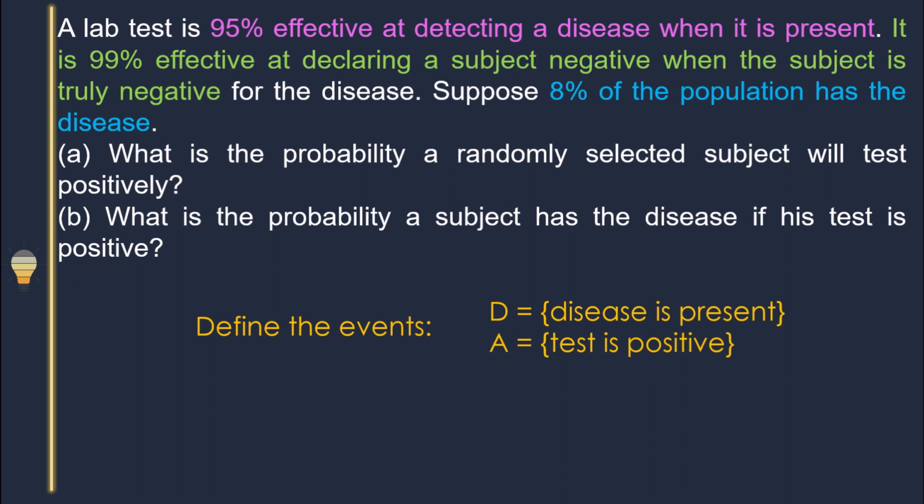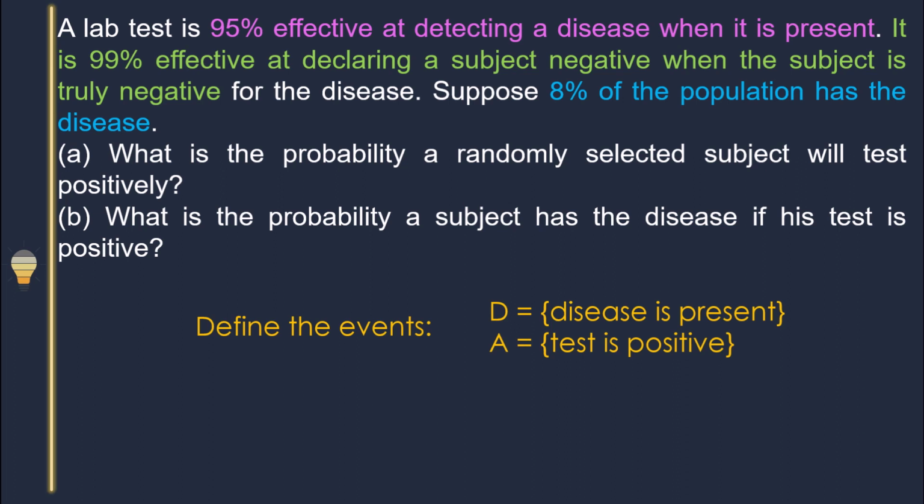According to this example, there are two types of people, or two groups of people. What are these two groups? One group, people who have the disease. The other group, people who do not have the disease. Right. Now let me write down the given probabilities.